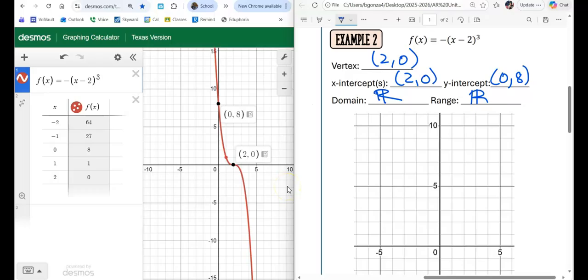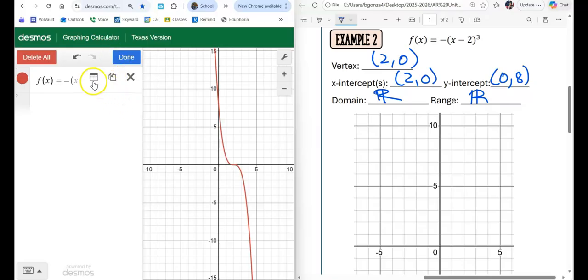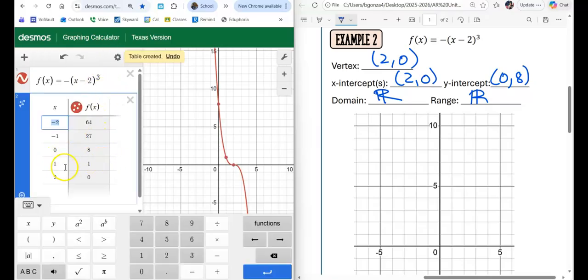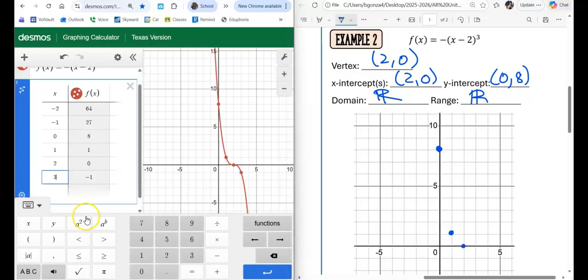Okay, let's plot some points here. So you hit the gear, you hit the table, 0, 8, 1, 1, 2, 0. If you type in 3, you'll get -1. And you see what's happening here. So it's curving, curving, curving, curving, flattens out. Now it changes directions and it goes down that way.